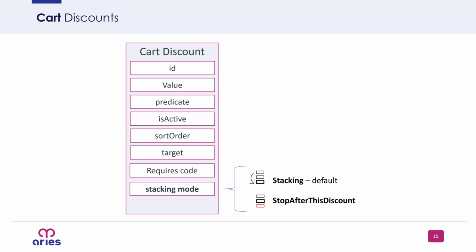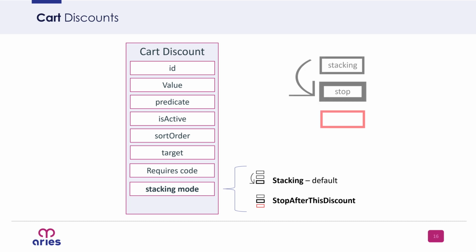Next, let's talk about stacking mode. The stacking mode helps in determining which discounts can be used together. There are two values, the default, which is just stacking, and then stop after this discount. These work in conjunction with the sort order. So with the default, it's just going to keep applying cart discounts based on their sort order. But the minute it hits a cart discount that says stop after this discount, it's just going to stop processing. And any cart discounts with a lower sort order are going to be completely ignored.